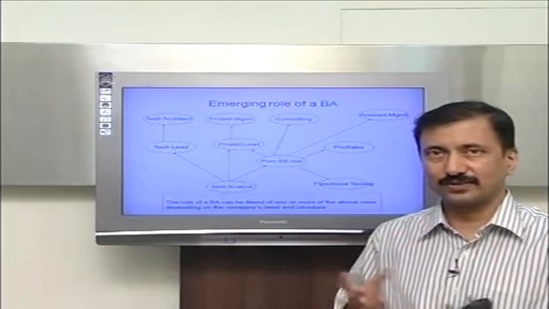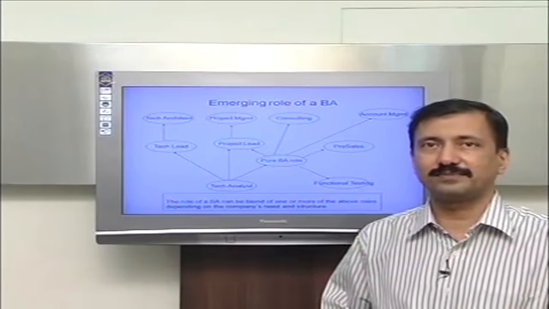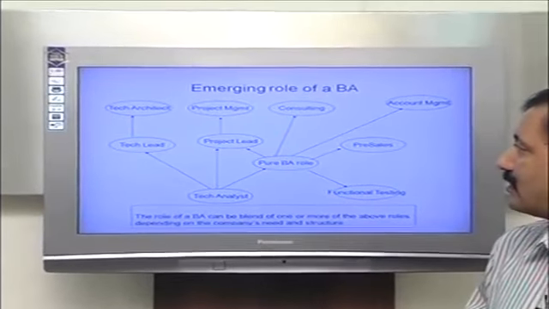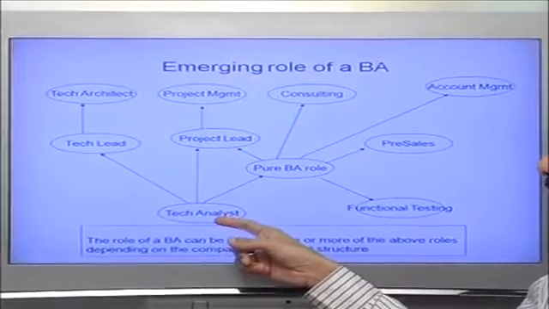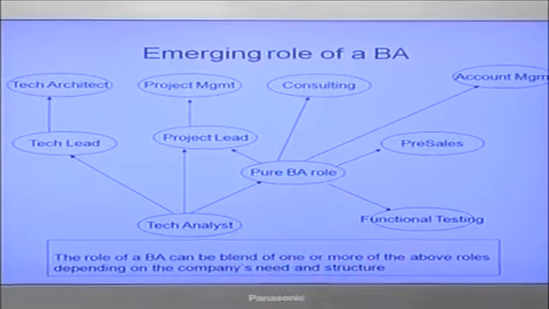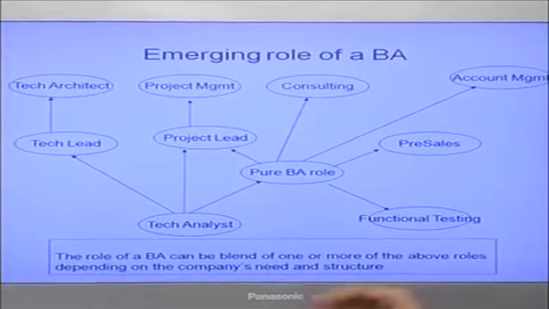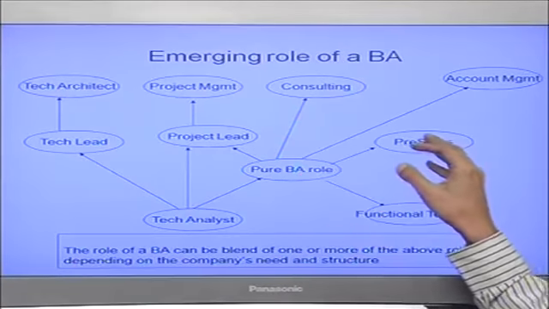Just to clarify the roles of a business analyst and where does a business analyst fit into a company, this diagram helps you to understand how the BA role has been carved out of the technical analyst role, and this is a pure play BA role, as I call it, which is about requirements gathering, requirements documentation, writing use cases, etc. And on the other hand, the business analyst can also play a role in pre-sales.